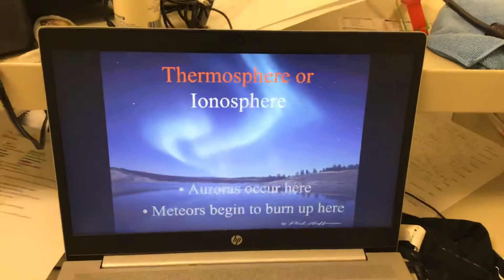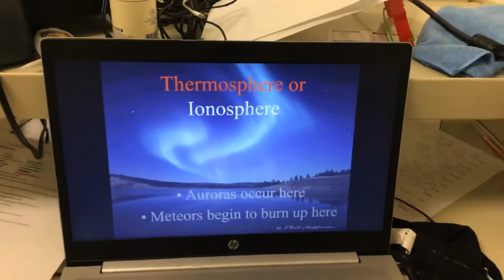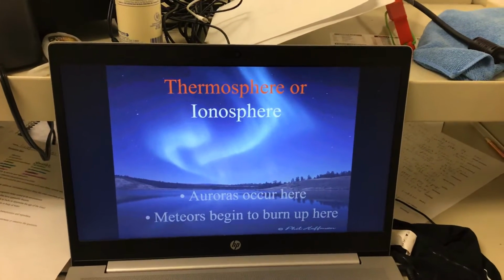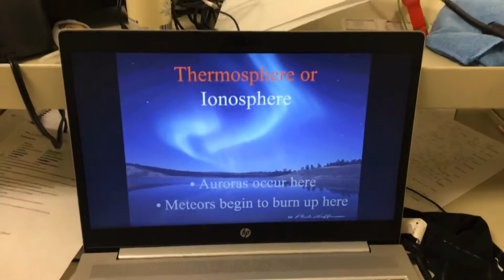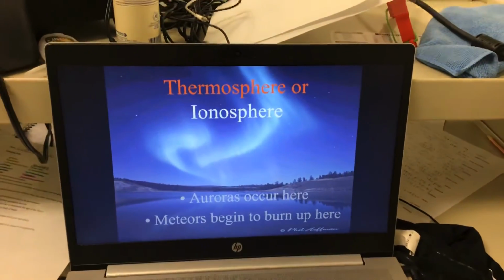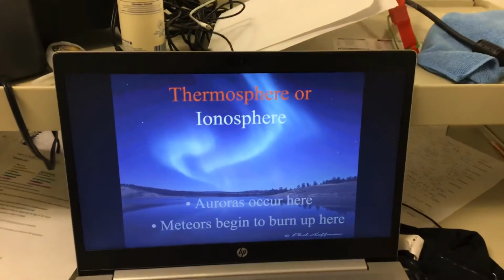So mesosphere, very cold. Then we have the thermosphere/ionosphere. You're going to hear it called either way. Your book lines things up slightly different, but this is how we're going to do it. So thermosphere, or ionosphere. And go ahead and write both bullets. The auroras occur here, and meteors begin to burn up here.